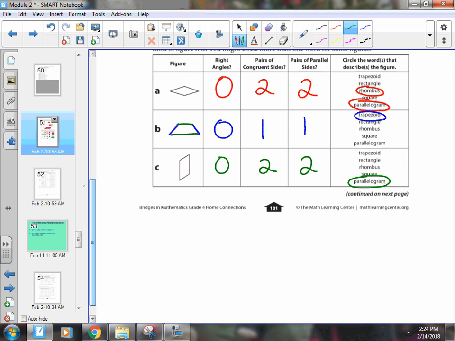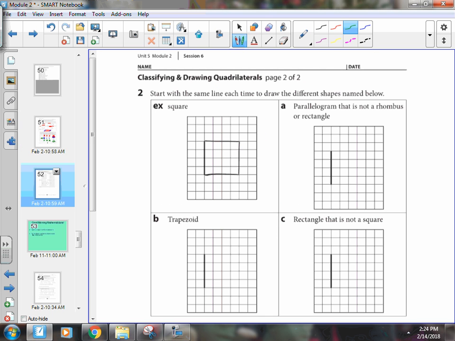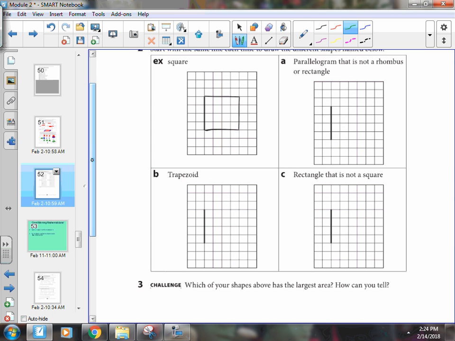All right, on to page 102. We're going to start with the same line, but we're going to make a different shape for all of them. The example is a square. Letter A is a parallelogram, but it can't be a rhombus. So a rhombus is when all the sides are the same length, so just make sure your sides are not the same length. And a rectangle is 90-degree angles, so that means no right angles, which means it kind of has to be like a slanted shape.